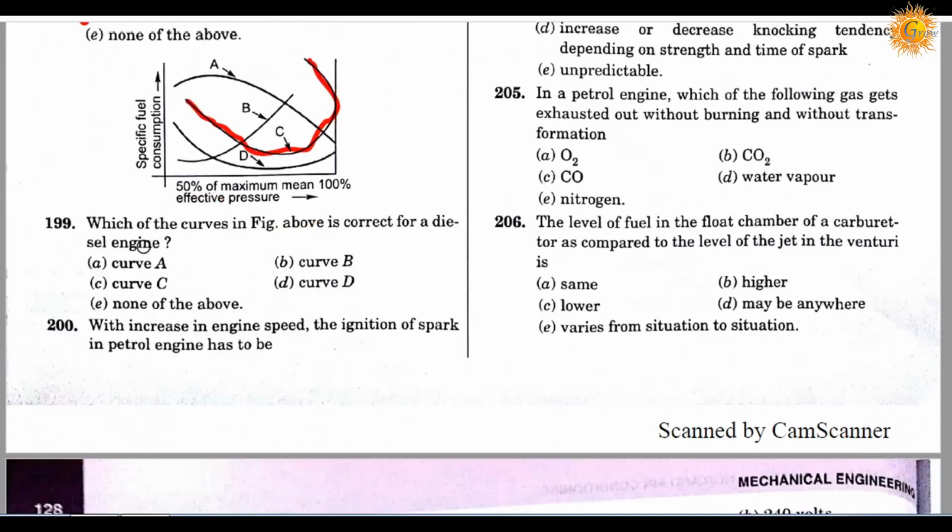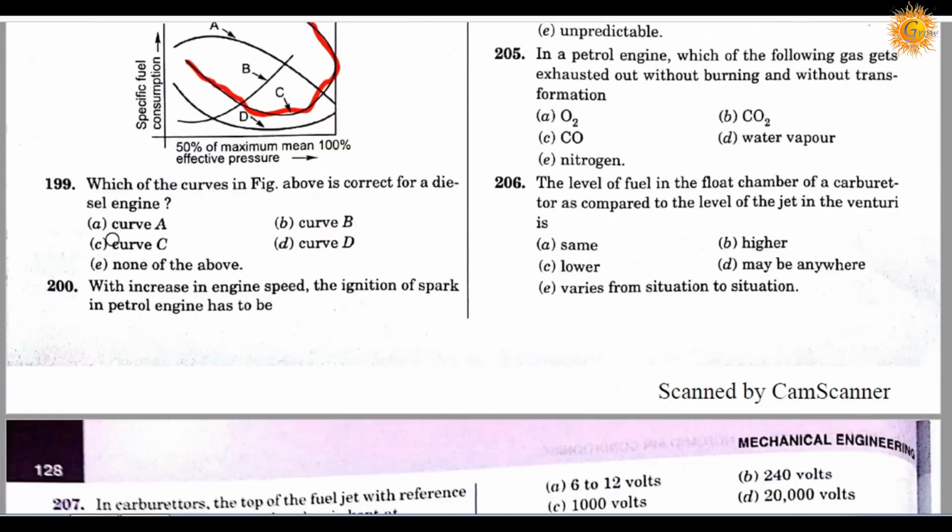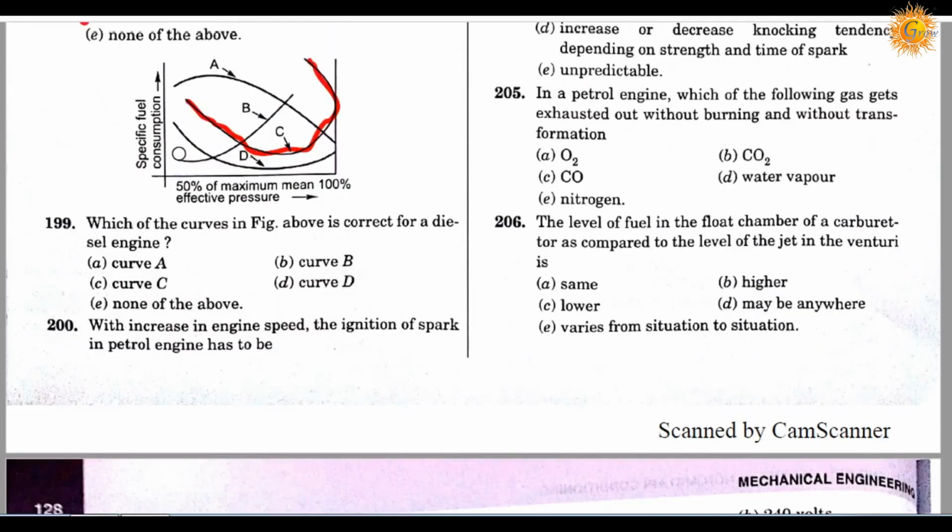Question number 199. Which of the curves in the figure above is correct for diesel engine? Option A, curve A; option B, curve B; option C, curve C; option D, curve D; option E, none of the above. So curve D, it means this one will be for the diesel engine, so it's curve D.